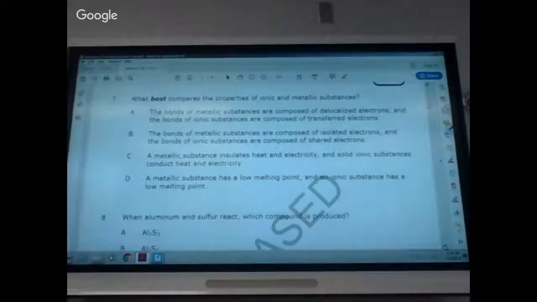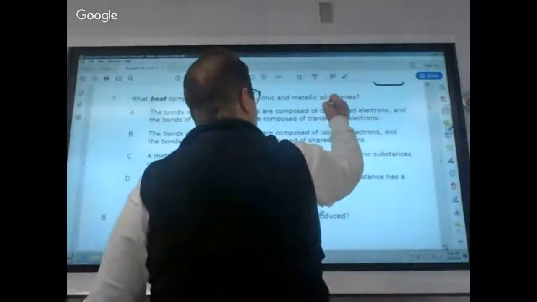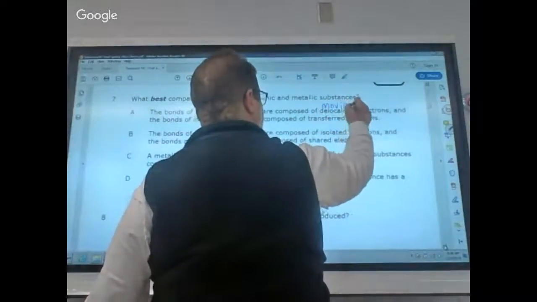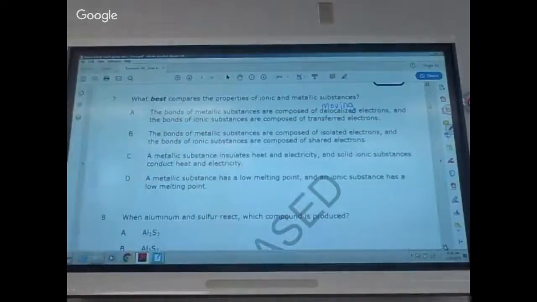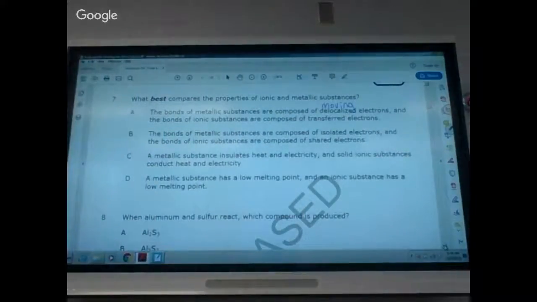Delocalized means they're moving. They're not attached to anything. Okay, so if I put that word in, does that help us any? Okay, so the bonds of metallic substances are composed of delocalized or moving electrons, and the bonds of ionic substances are composed of transferred electrons. The bonds of metallic substances are composed of isolated electrons, and ionic substances are composed of shared electrons.